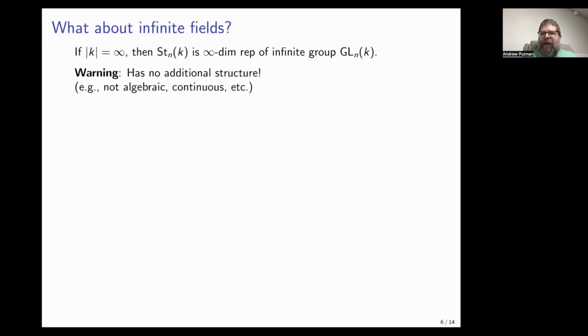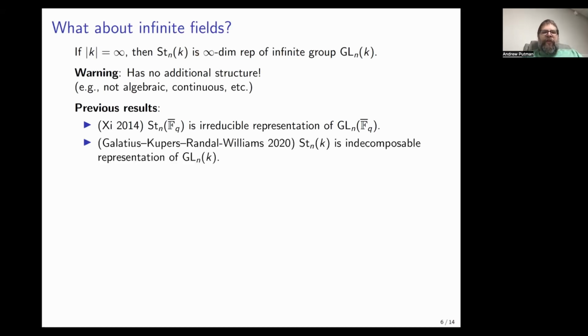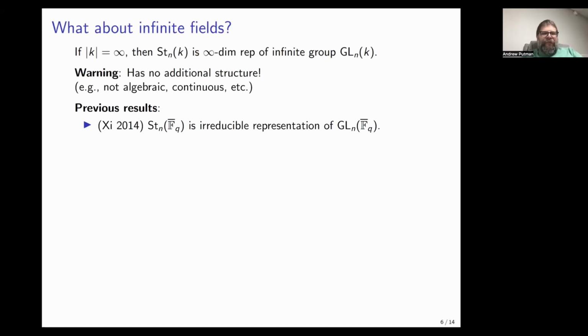And so here you really have to confront the naked vector space. Let me tell you some previous results about this. So Zhai in 2014 proved that if the field is the algebraic closure of a finite field, the Steinberg representation of GL_n(F_q bar) is irreducible. So that is, he proves this.